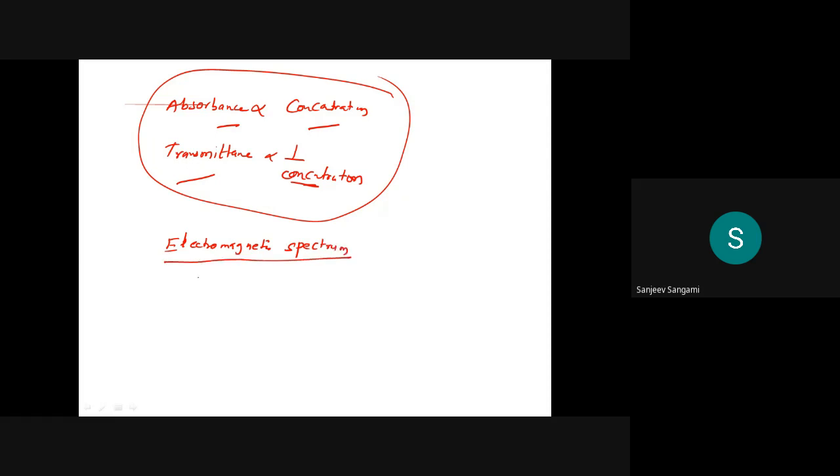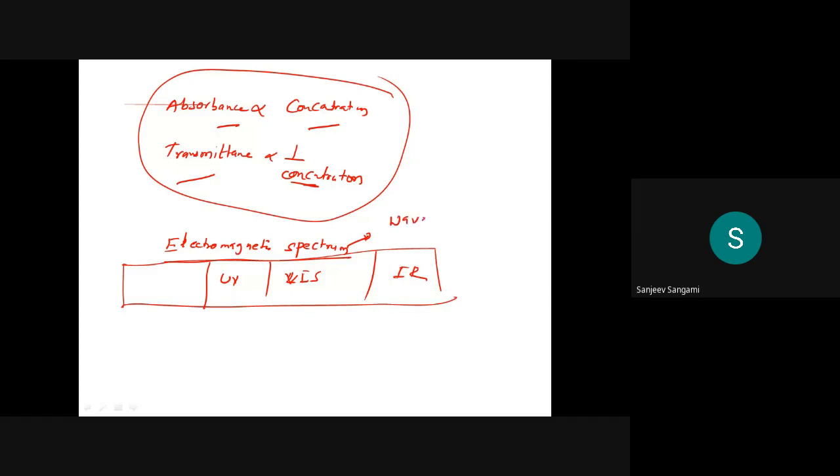Okay. In this electromagnetic spectrum, if you see that table, it is there in the PUC. So it has its different regions in the electromagnetic spectrum. So you have the UV region, and after that the visible (VIS) region, and the infrared region. And here your electromagnetic spectrum is always given with the help of the wavelength and frequency.